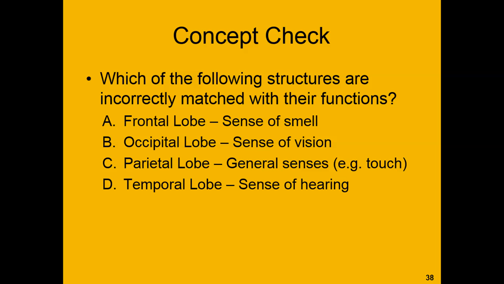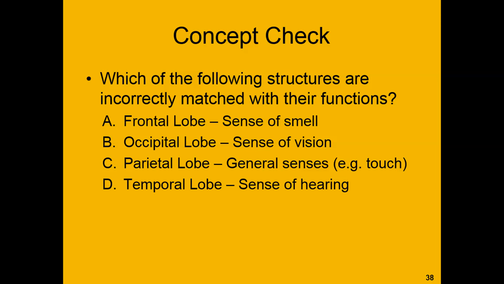So, class, concept check. Which of the following structures is incorrectly matched with their functions? Does the frontal lobe aid us with our sense of smell? Does the occipital lobe aid us with our sense of vision? Parietal lobe with general senses? Or the temporal lobe with our sense of hearing? Go ahead and pause the video and get me an answer. 5, 4, 3, 2, 1.